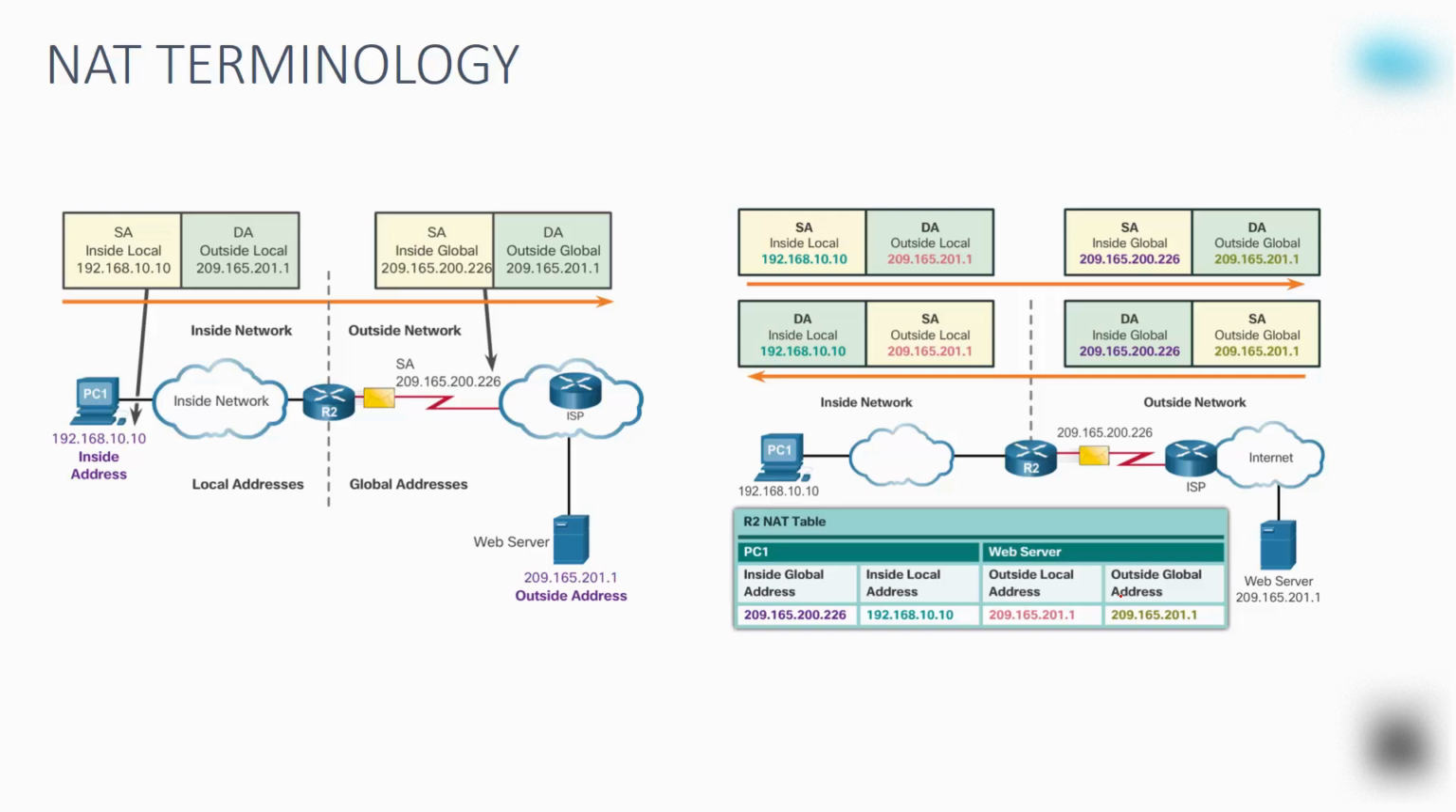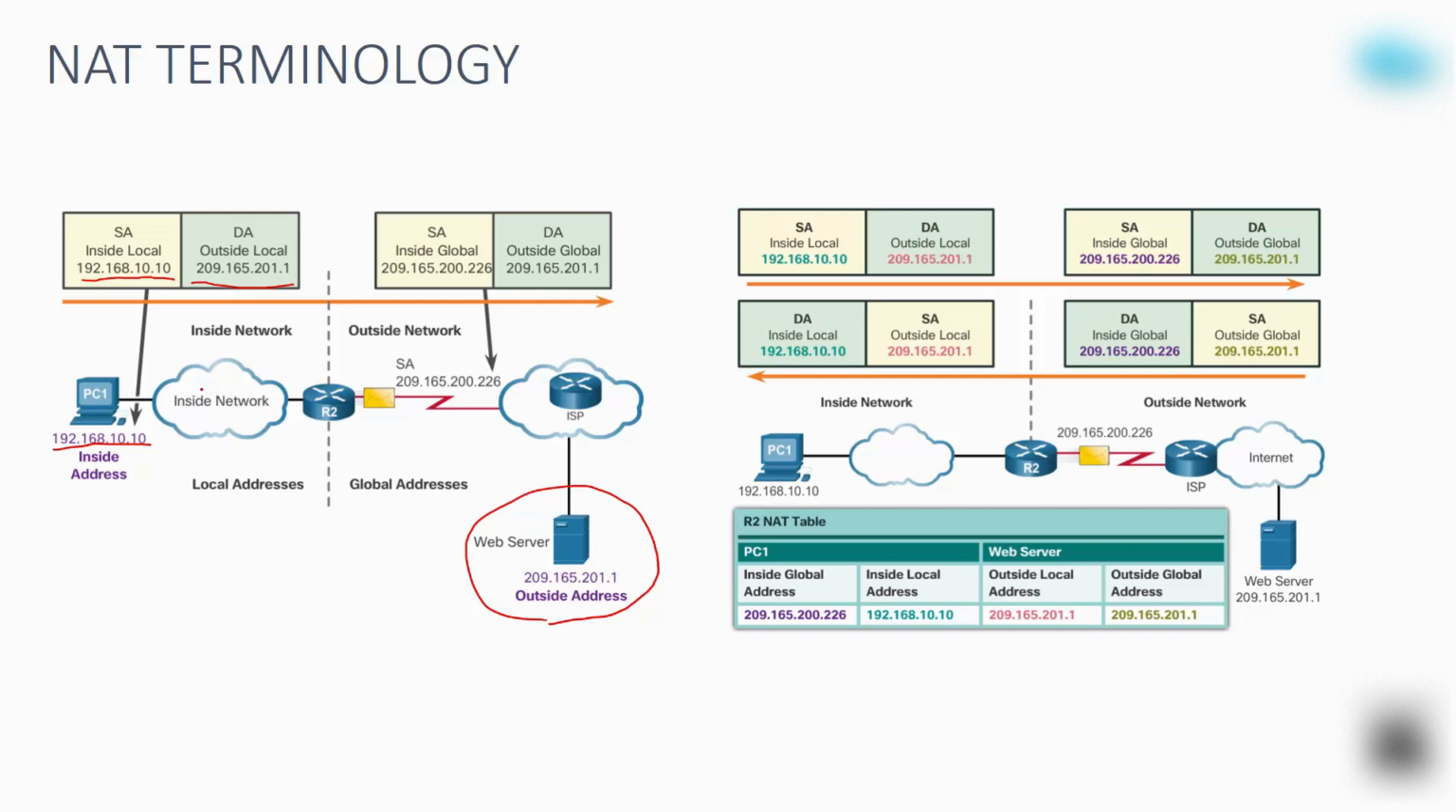Now let's take a look at the NAT terminology, in which you may find four types of IP version 4 addresses. We have the inside local address. It is the original source address, which belongs to the device that is generating the communication. Then we have the outside local address. It is the destination IP address. In our example, the web server is the outside local address. So we want to contact from the inside address to the outside local address.